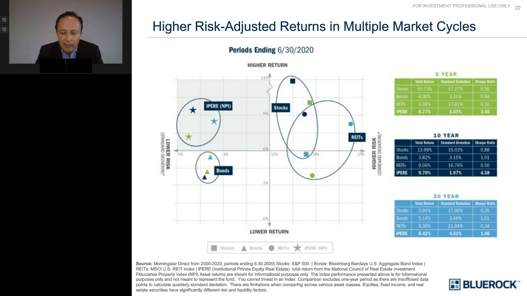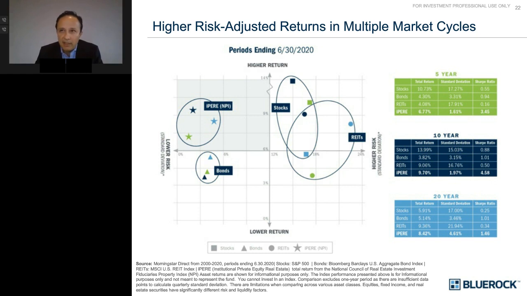How has real estate done over prior periods, including 5, 10, and 20-year returns, so a number of recessions in here. You can see this is a risk-return quadrant. The x-axis shows you lower risk on the left, higher risk on the right, and then lower return on the bottom on the y-axis and higher return on top. So where you want to be is the top left quadrant. That's where you have your higher return and lower risk.